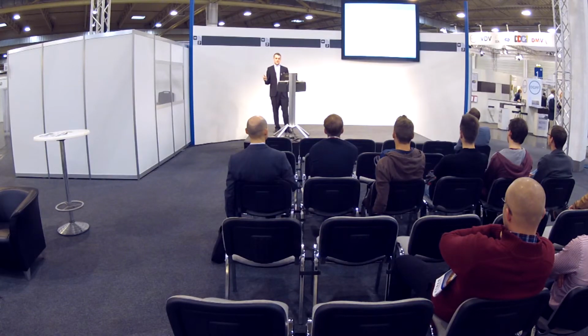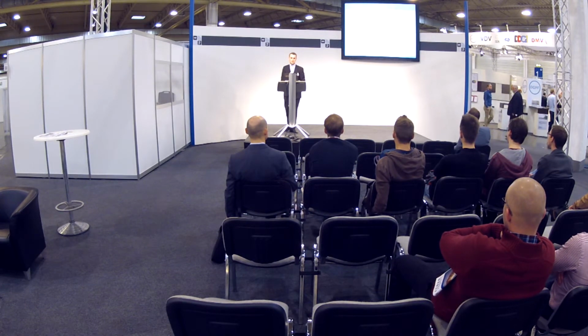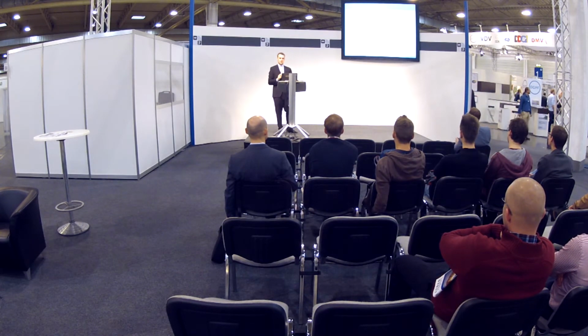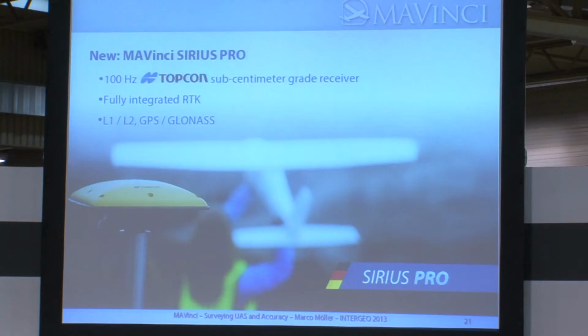And working without ground control points will save you a lot of mission time, because you don't have to walk around, and you don't have to mark these ground control points in the images. That's something no UAV on the market has ever done. That's a MAVinci feature. We have done this together with Topcon. We are using their 100 Hertz sub-centimeter grade receivers. They are fully integrated RTK. We can receive every channel from the major GNSS systems.